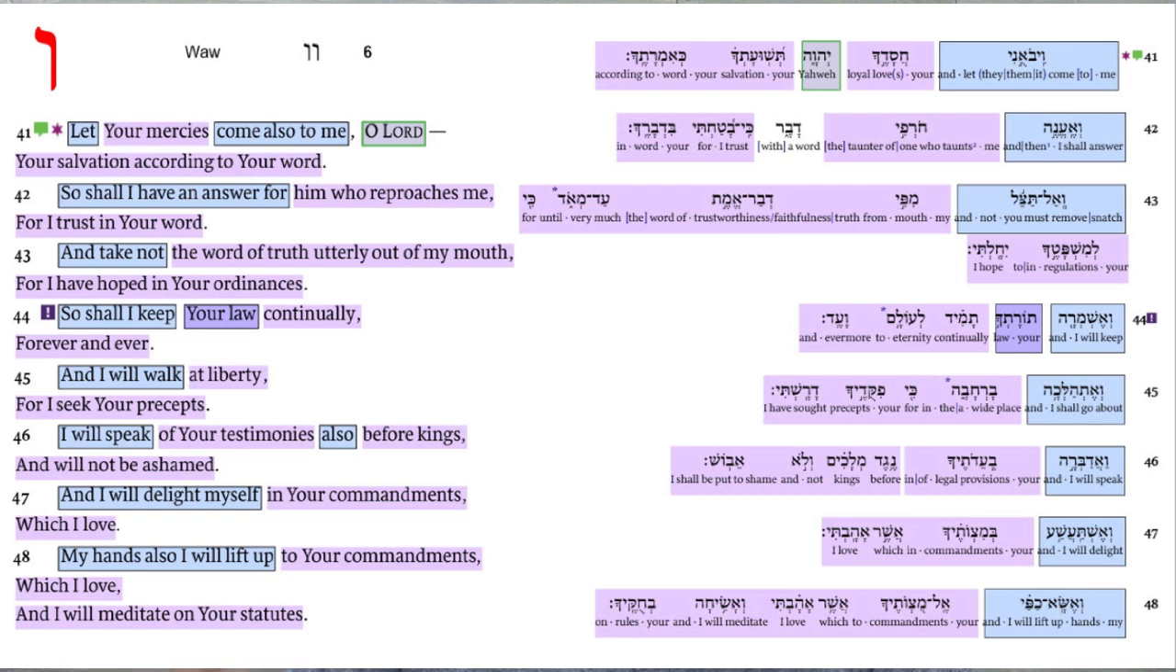Verse 47, I will delight myself in your commandments, which I love. So that love for the word of God, once again, just very straightforward, easy for us to understand. And then verse 48, and my hands also I will lift up to your commandments, which I love, and I will meditate upon your statutes. Now, this first part of this is really kind of a cool thing. The idea of lifting up hands.